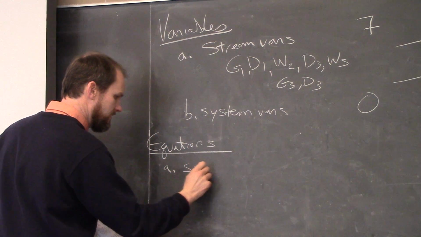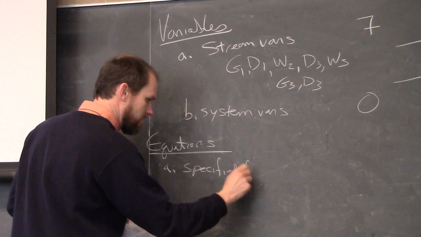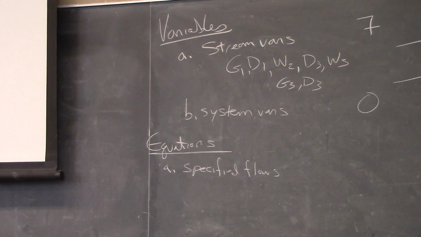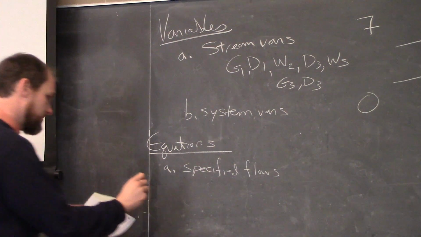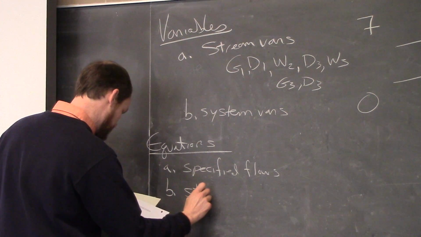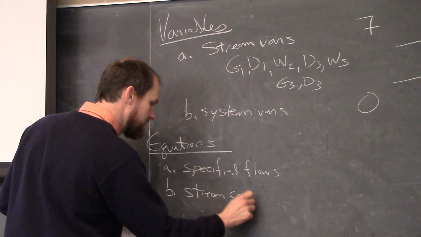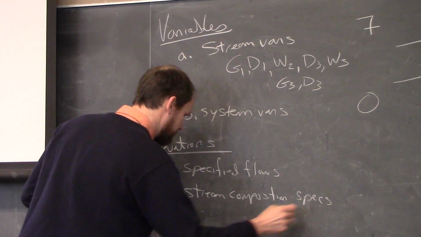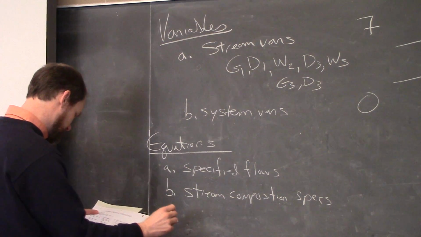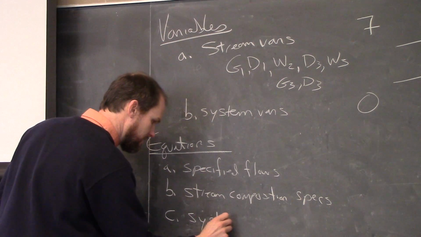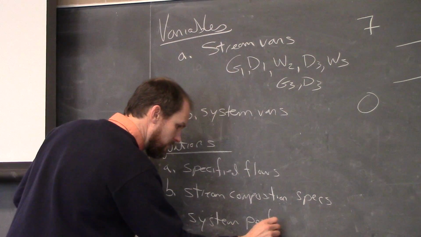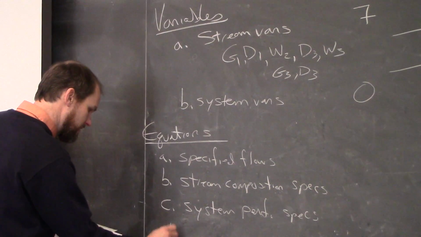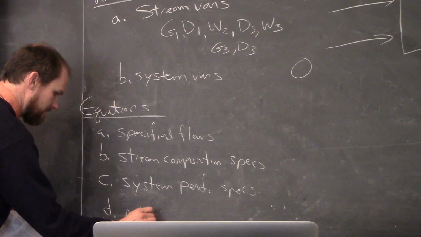Equations. A, specified flows. Actually, let's see, so we'll do flows. B, stream composition specs. C, system performance specs. And D, material balances.